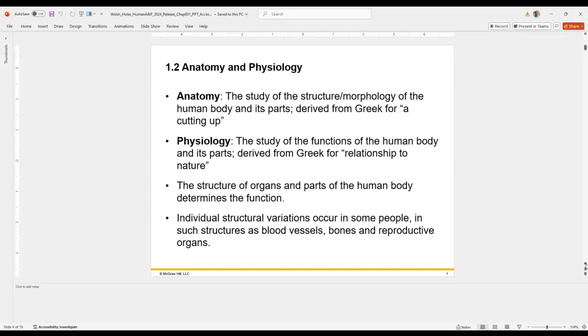The structure of organs and parts of the human body determine function. And one thing we say in A&P all the time is function follows form. Okay, the way something is structured tells us something about the way it acts or works. And things are structured a certain way, so they do have a certain action or function. Individual structural variations do occur in some people, and in such structures like blood vessels, bones, reproductive organs.